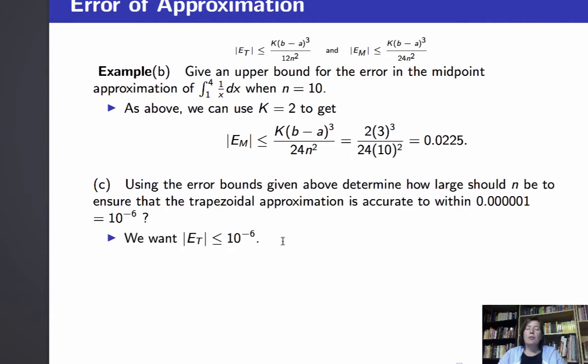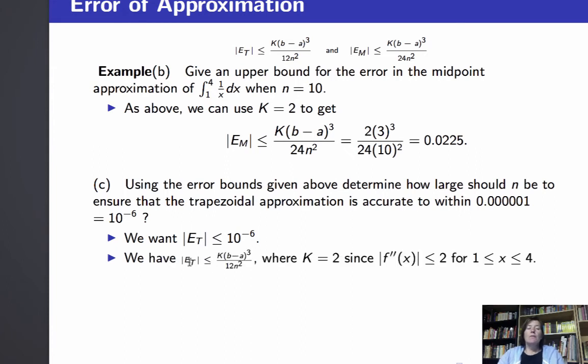Let's use the trapezoidal approximation, and here the n is undetermined before we start. We have to figure out which n we want to use to be absolutely sure, using this theorem, that the error is less than or equal to 10 to the minus 6. Well, we know from the theorem that the error is less than or equal to k times b minus a cubed over 12n squared, where k is an upper bound for the absolute value of the second derivative on the given interval, and b and a are the endpoints of the interval.